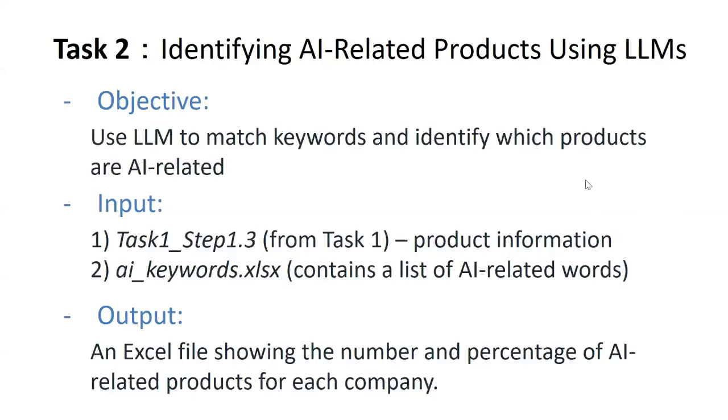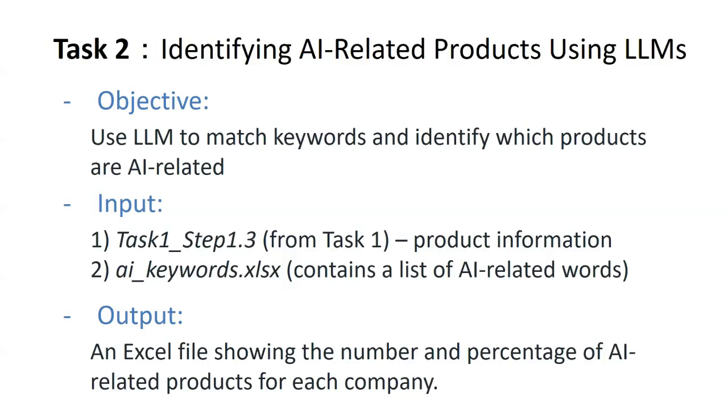Okay, let's move on to the second task. What the second task means, do you remember from task 1, you got the products from 3 companies. The second one is I want you to identify which product is an AI product and which one is a non-AI product. So basically, based on step 1, you can build step 2.